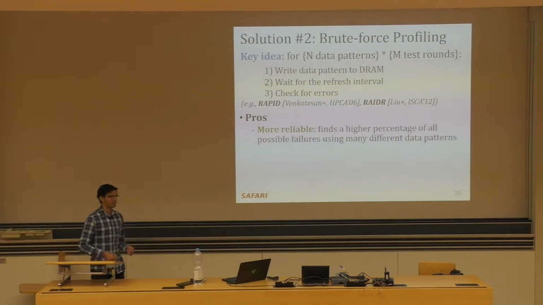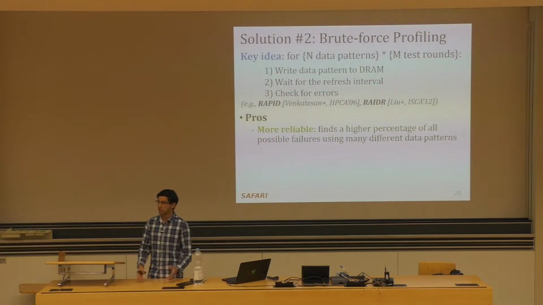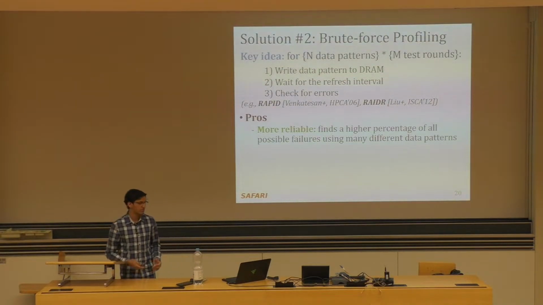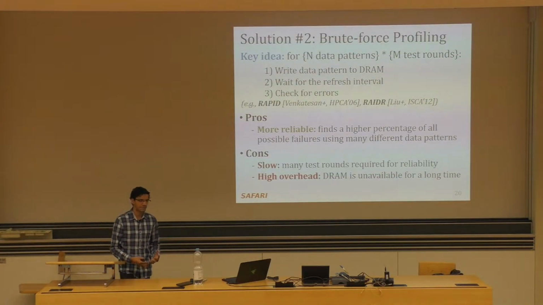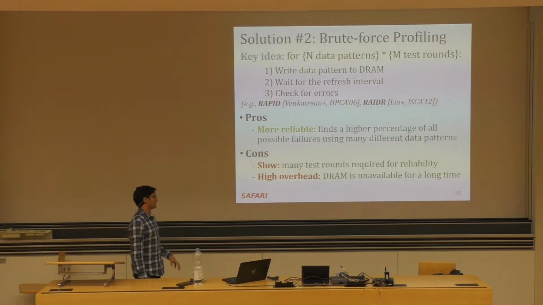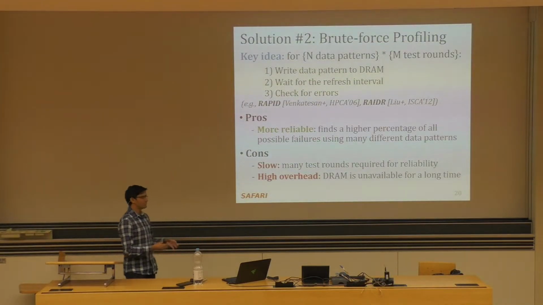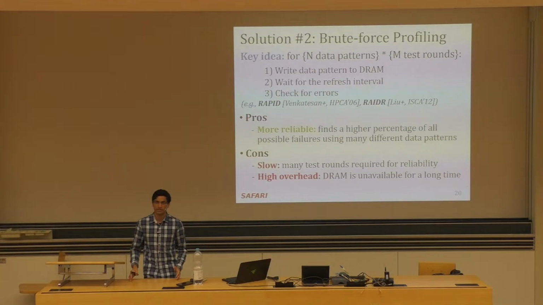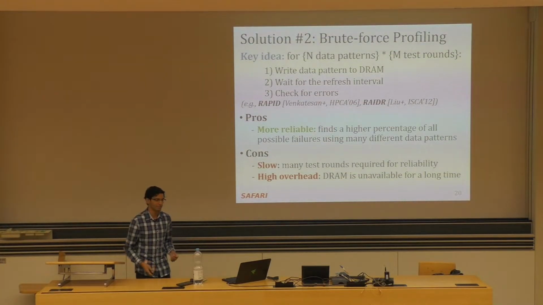So the pros of this approach are that it's much more reliable because it finds a much higher percentage of all possible failures using all these different data patterns and the different testing rounds. Unfortunately, it's very slow because you require many different testing rounds to get high reliability. And this means it's also pretty high overhead, right? Because while we're doing this type of operation, DRAM is not available for normal operation, right? And so, DRAM is unavailable for a long time while we're doing our profiling phase.